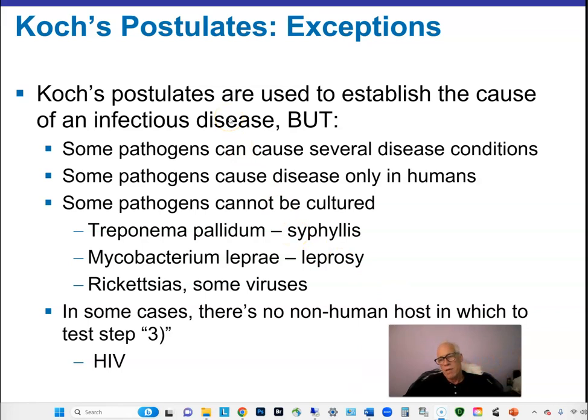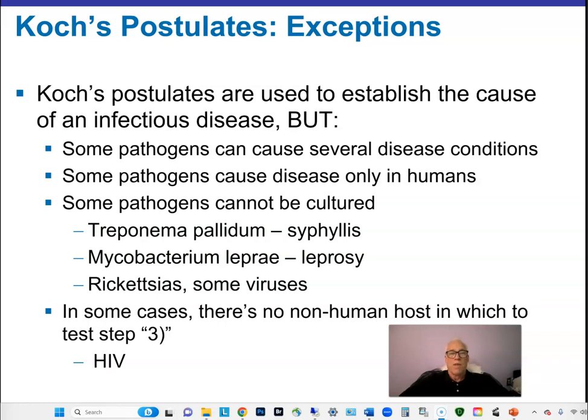Well, part of the reason for bringing that up in this chapter is that Koch's postulates can't be used in every instance of discovering the etiology of a disease. And here are some possible exceptions, situations where we can't really follow Koch's postulates strictly. Okay, let's look at this one. Some pathogens cause several disease conditions. So just because we reintroduce it into a new host doesn't mean it's going to recapitulate the disease we saw the first time, because it causes multiple diseases. So that's a complication. Some pathogens cause disease only in humans. There is no animal model of the disease. So there's no animal in which to recapitulate the disease in order to re-isolate the bacteria.